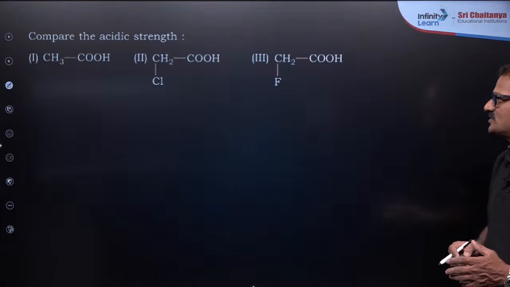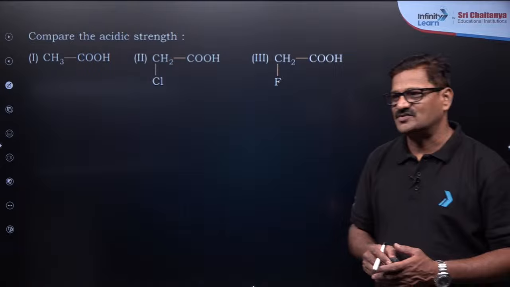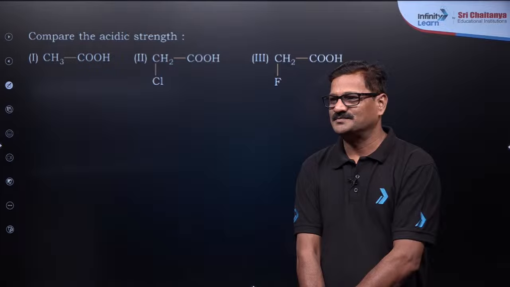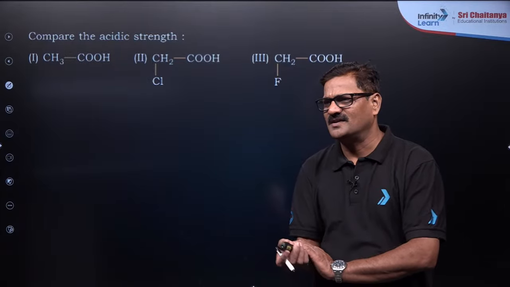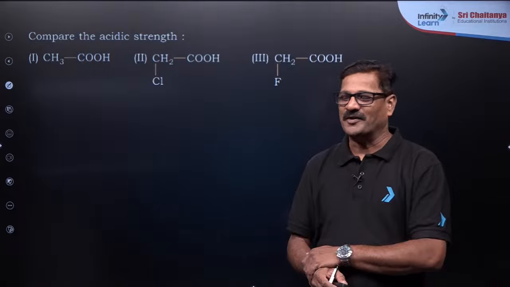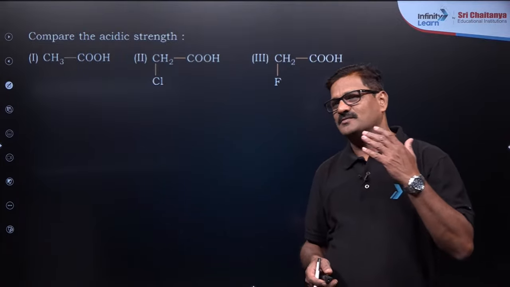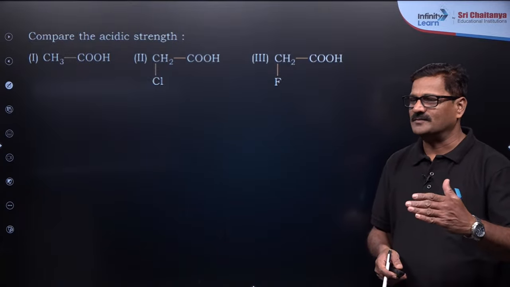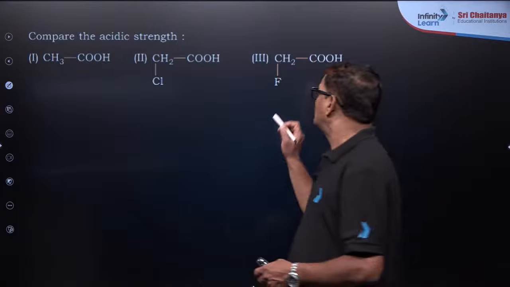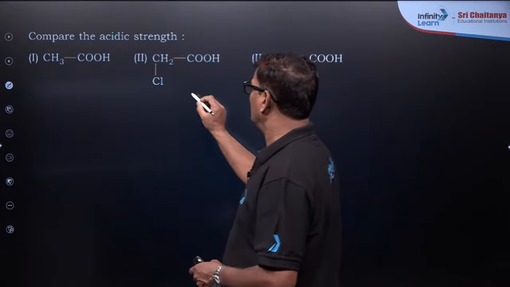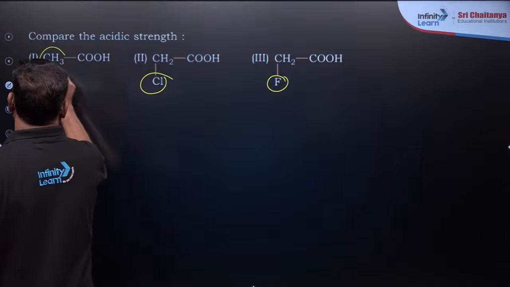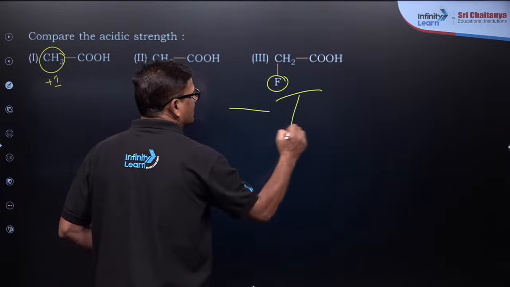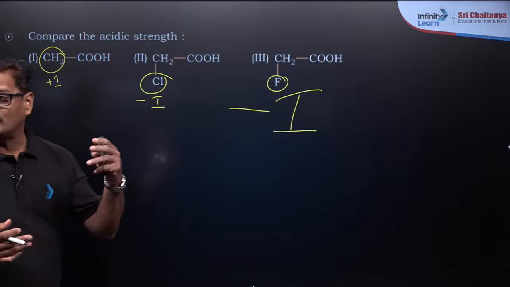Come on, next question. Can you compare the acidic strength? Students often forget the order of all the concepts. You just follow our organic chemistry part 1 and organic chemistry part 2, everything can work on it. So let's see. Here there is fluorine and here chlorine. It is a positive inductive effect and its negative inductive effect is greater, because fluorine's electronegativity is higher.